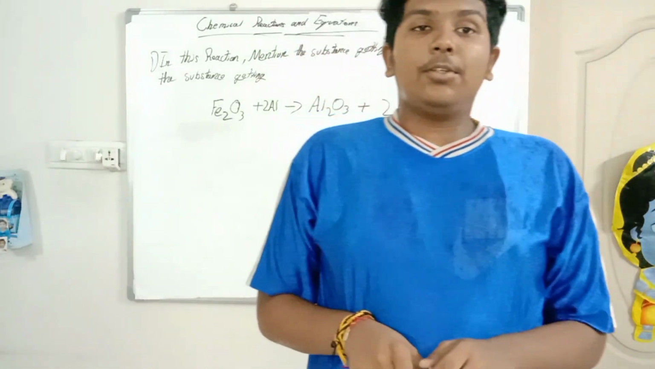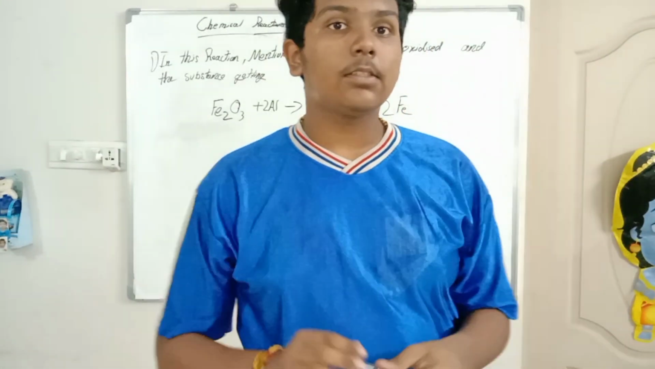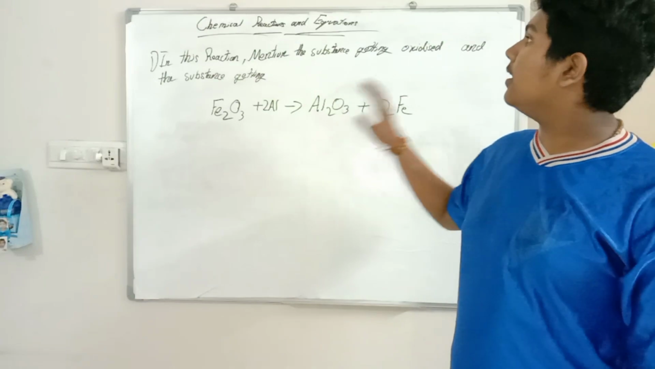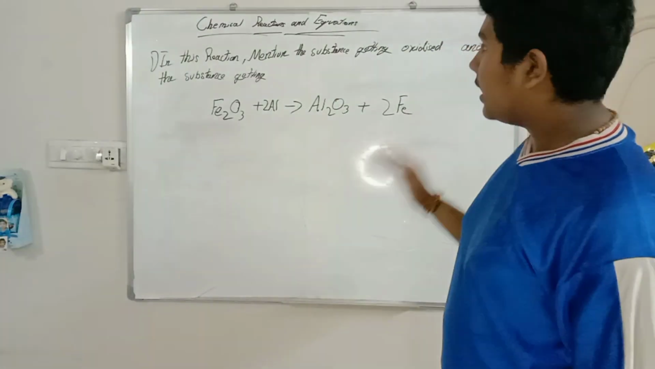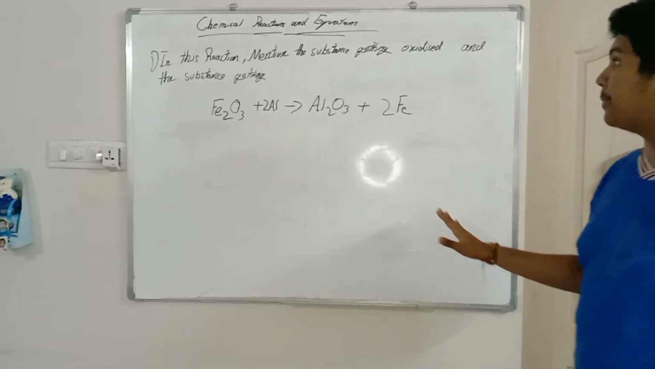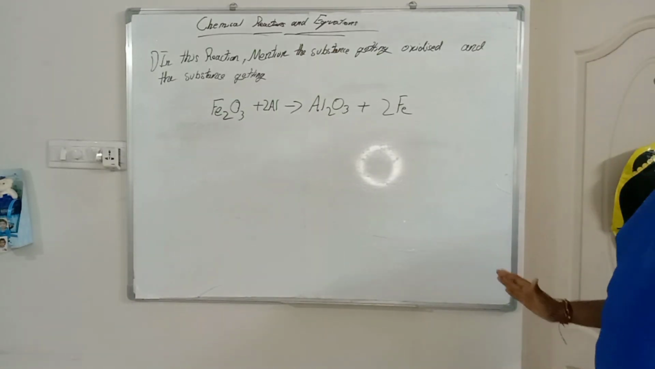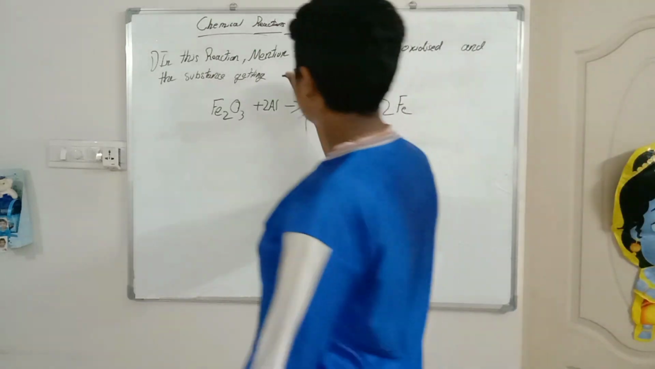So in this video we'll be doing chemistry questions. The chapter is chemical equations and reactions. So the first question here: in this reaction, mention the substance getting oxidized and the substance getting reduced.